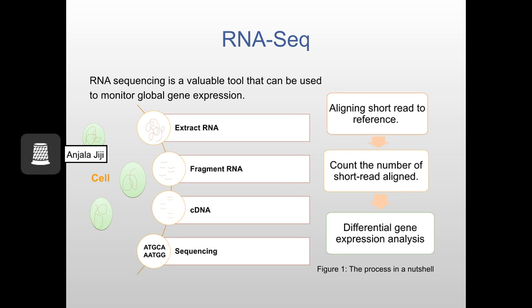RNA sequencing is a technology where we extract RNA from the cells, fragment this RNA, convert it into cDNA, and then send it for sequencing. This sequence can be further used for aligning short reads to references, counting the number of short reads aligned, and then doing a differential gene expression analysis.